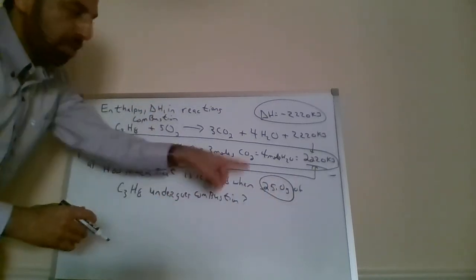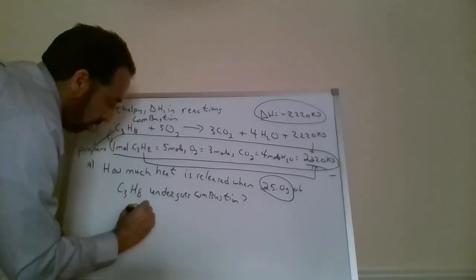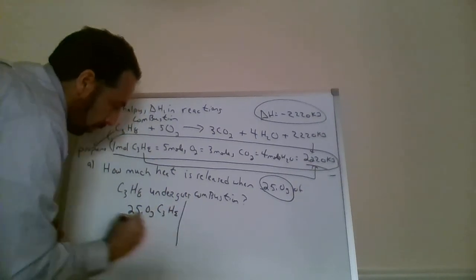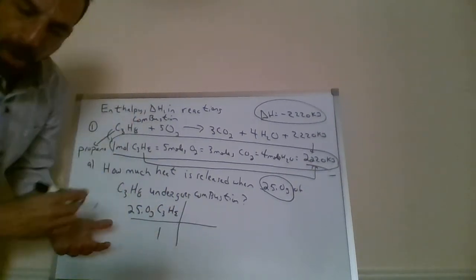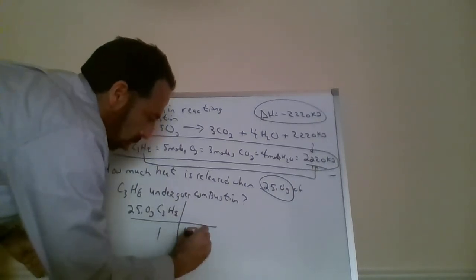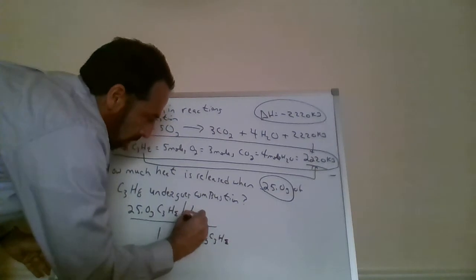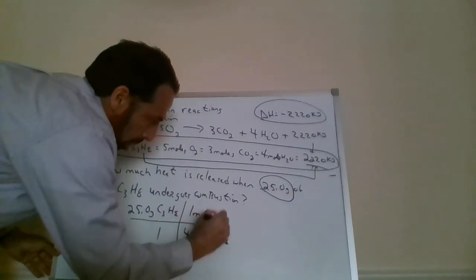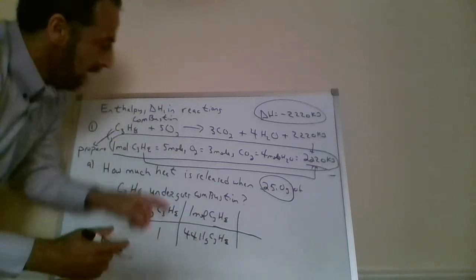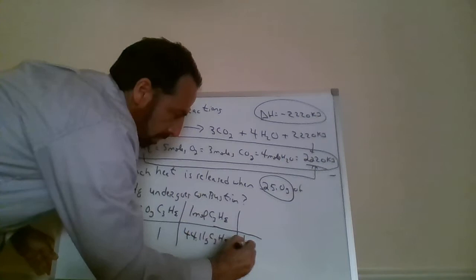And so the question is, how much heat is released when 25 grams of propane undergoes combustion? So this is in grams. We got to convert it to moles. So you look up the molar mass, and I think the molar mass is 44.11 grams. That's 1 mole of propane, and then 1 mole of propane produces 2,220 kilojoules of energy.